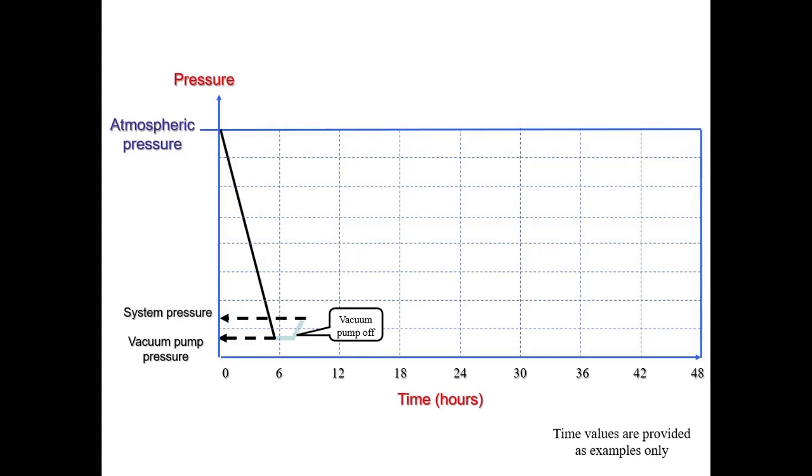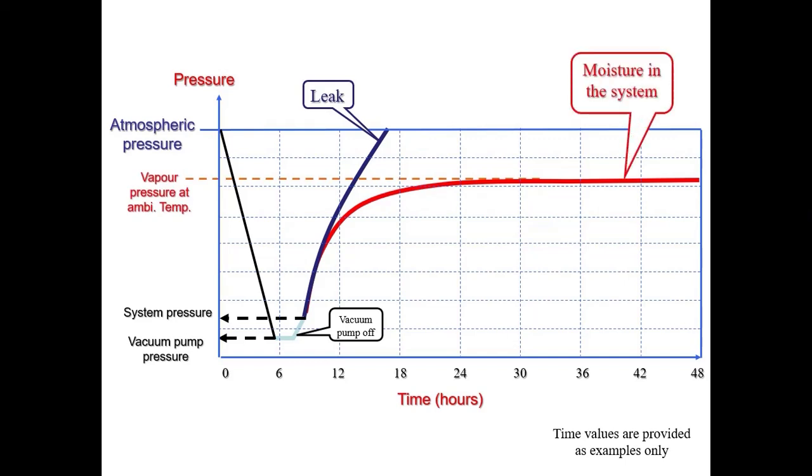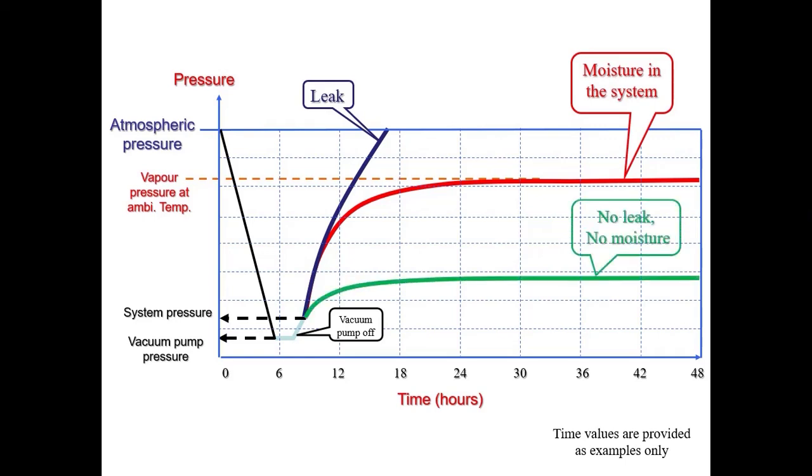If after the vacuum pump is turned off, the pressure increases and reaches atmospheric pressure, it indicates there is a leak in the system. The smaller the leak, the longer it takes for the pressure to reach atmospheric pressure, and vice versa. If after the vacuum pump is turned off, the pressure increases but only reaches the vapor pressure at the ambient temperature, then there is no leak, but moisture is present. If after the vacuum pump is turned off, the pressure increases but remains significantly below the vapor pressure, then there is no leak and no moisture. Now, the system is ready for charging.